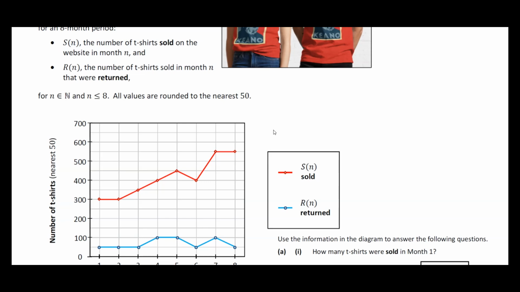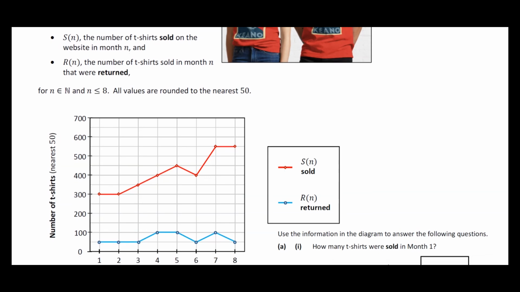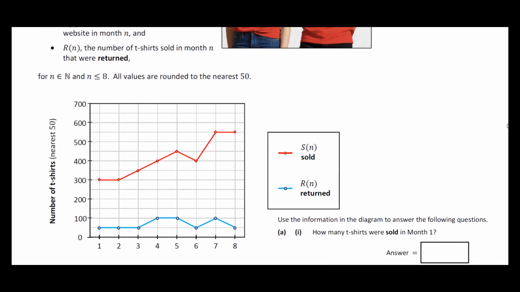Okay, so before you proceed with trying to understand the question, pick two values and try to understand what they mean. If I'm looking at this first value here, this one, what does that mean? That in this first month, there were 300 t-shirts sold. And if I am looking at this dot here, in the same month, how many returns? 50, isn't it? Because each square here is 50. So we understand 300 were bought, and 50 were returned.